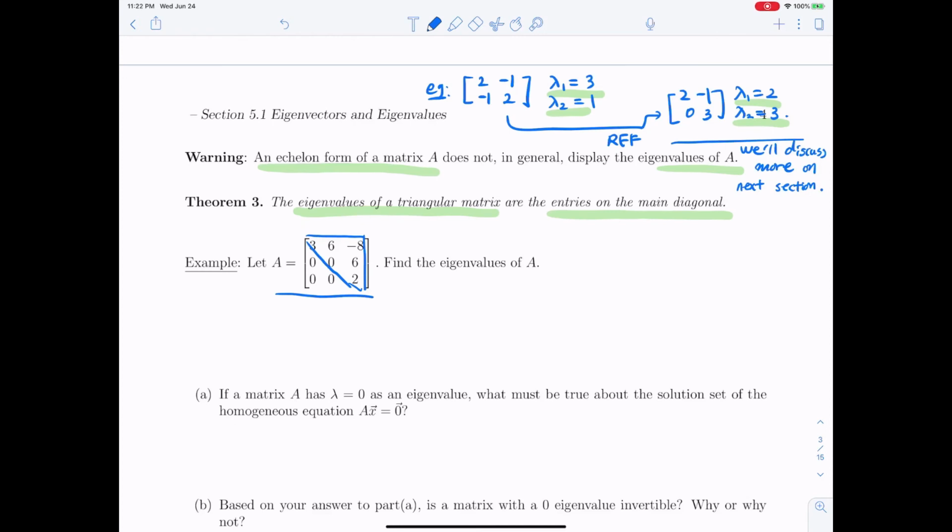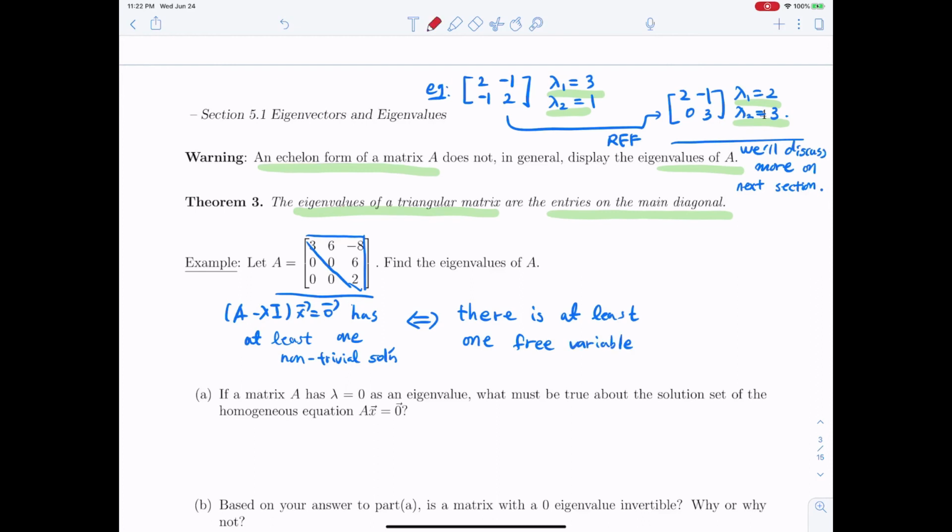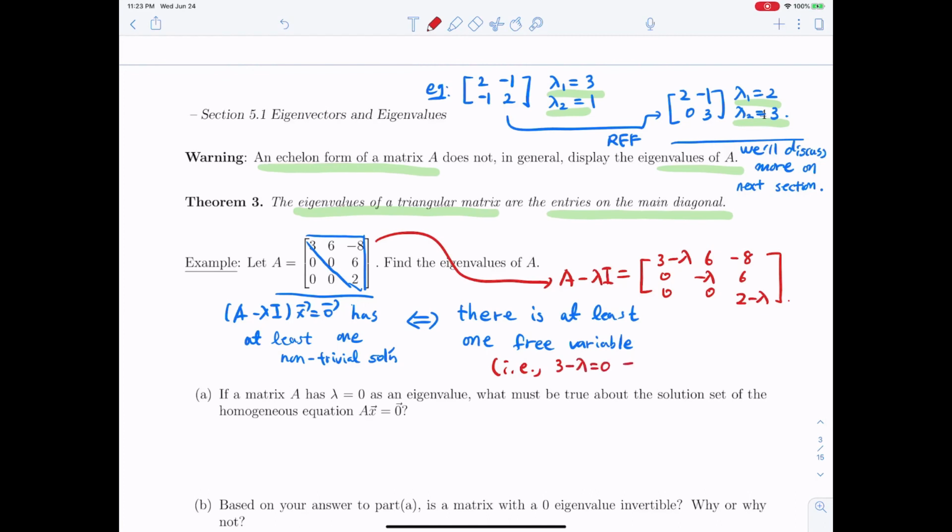So by definition, to have eigenvalues, we need A minus lambda I x equals 0 to have at least one non-trivial solution. But this is equivalent to there being at least one free variable. So if you calculate A minus lambda I, then this just gives you 3 minus lambda, 6, negative 8, 0, negative lambda, 6, and 0, 0, and 2 minus lambda. So from here, we need to have a non-pivot column, or in other words, either 3 minus lambda or negative lambda or 2 minus lambda has to be 0. So you can tell that 3 and 0 and 2 should be eigenvalues for this matrix.